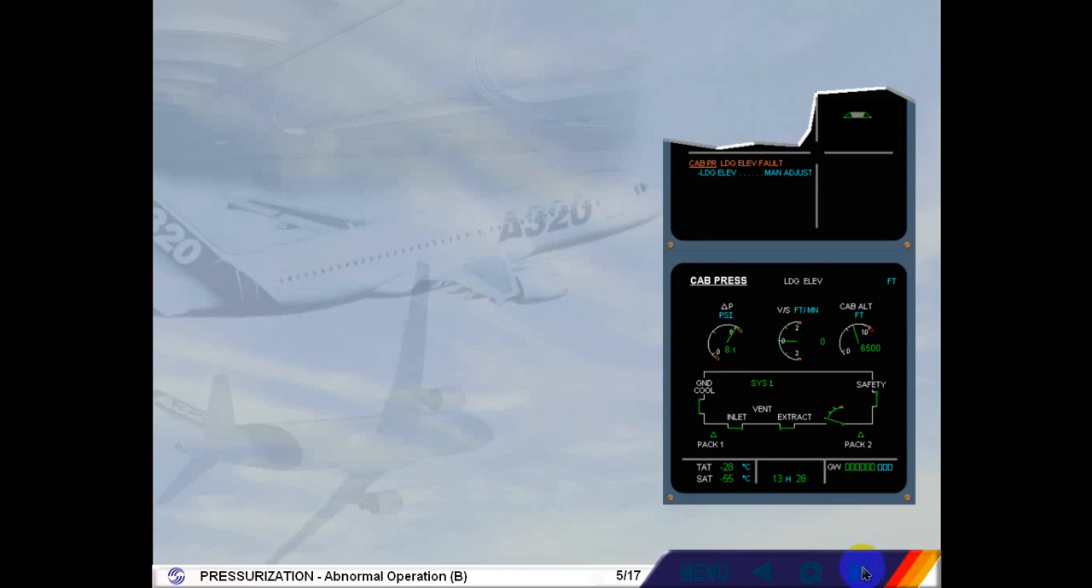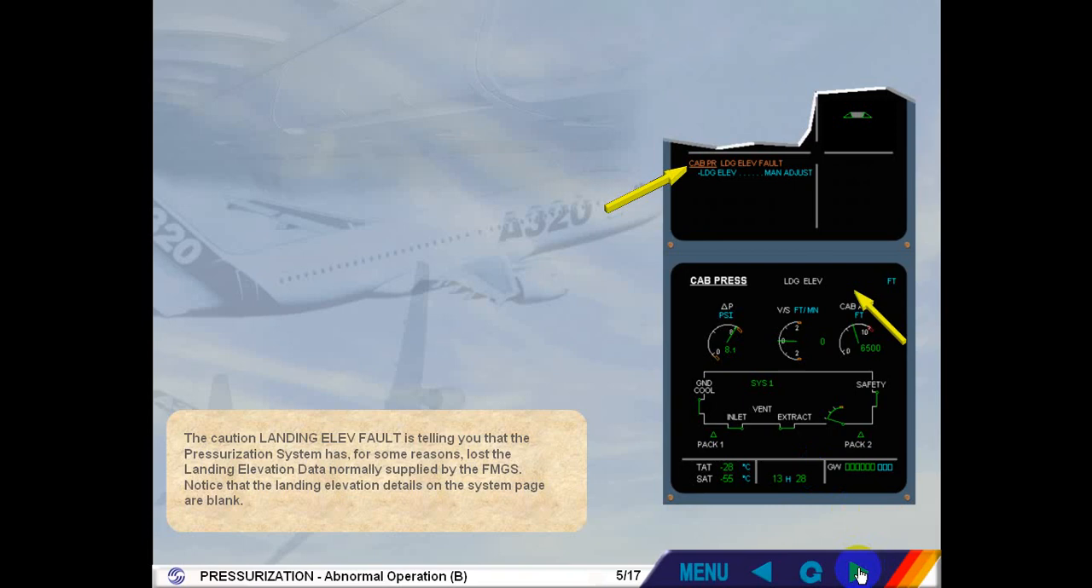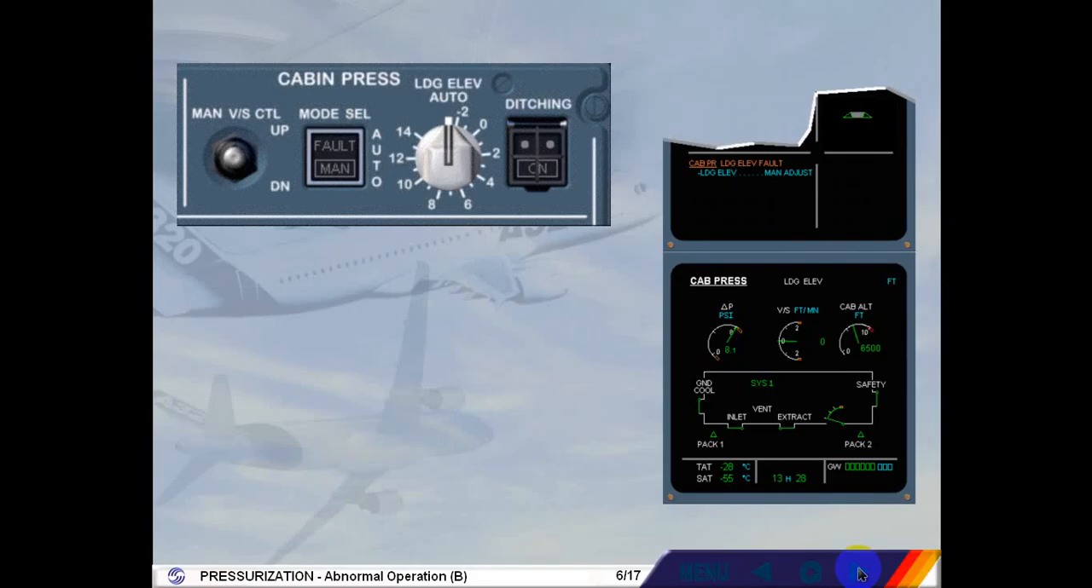The caution landing elevation fault is telling you that the pressurization system has, for some reason, lost the landing elevation data normally supplied by the FMGS. Notice that the landing elevation details on the system page are blank. Read and complete the actions on the engine warning display.